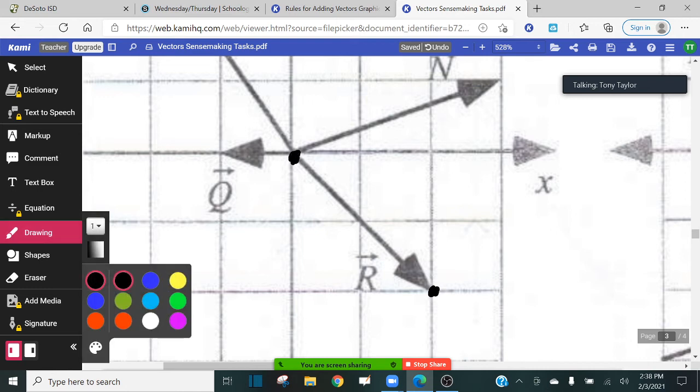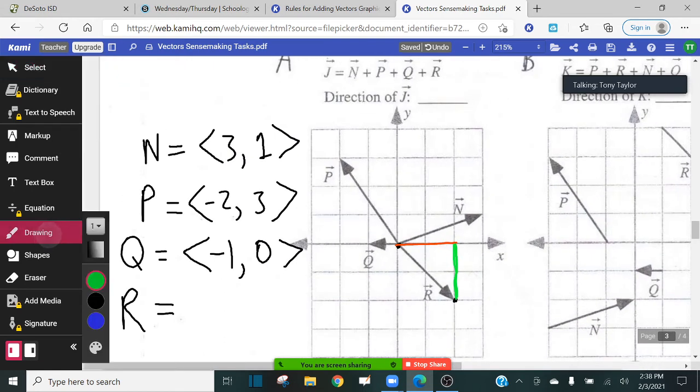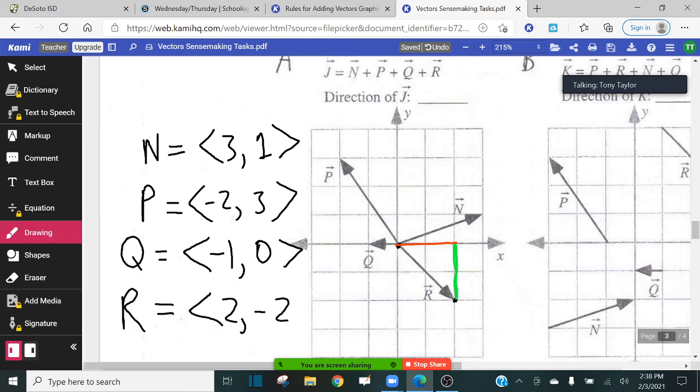So here, notice I'm going to have to move to the right. So notice there I moved in the positive x direction. But from there I'm going to have to move down. So that means I'm moving in the negative y direction. Right? So that's +2, -2. +2 for x, -2 for y. So that means r is 2, -2.